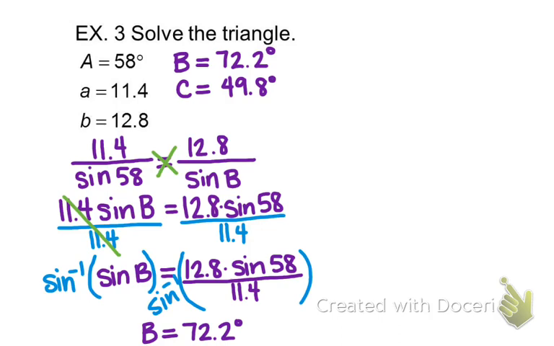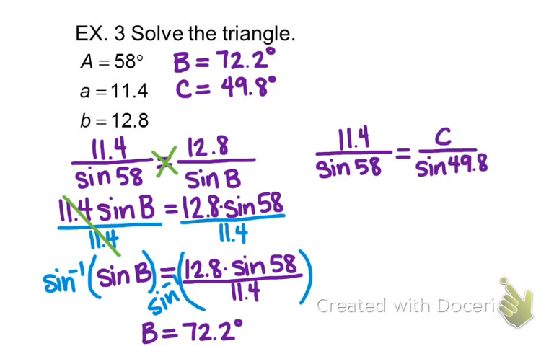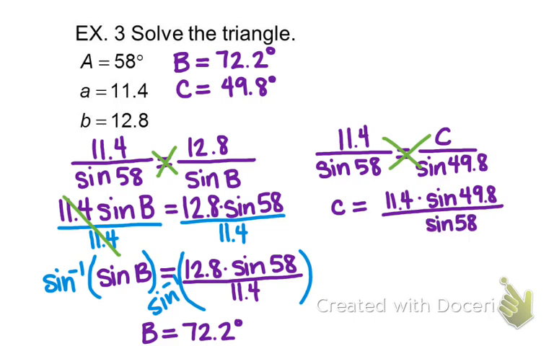Well, now that I have angle C, I can set up the law of sines and solve for side C. So we're going to do 11.4 over sine 58 equals side C over the sine of 49.8. Cross multiply and divide. So 11.4 times the sine of 49.8 divided by the sine of 58. So if you type that in the calculator, you get that side C is approximately 10.3.